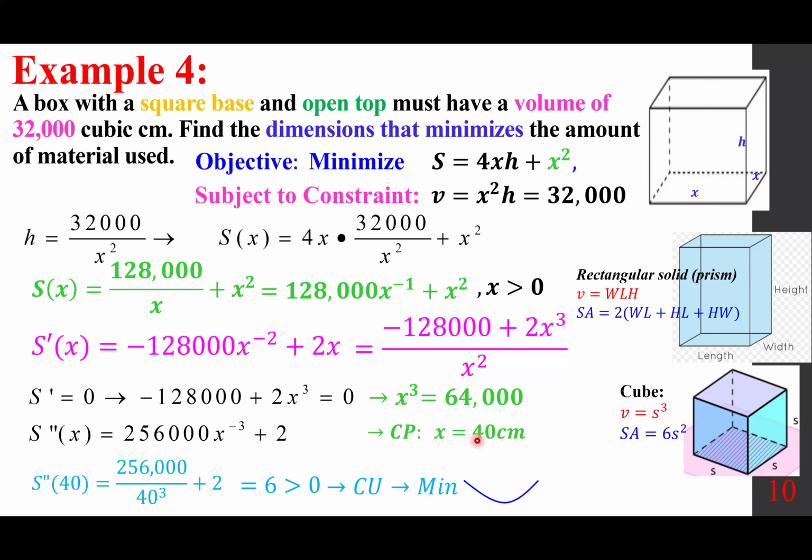Which means what? Which means we have to find the rest of them. And to do so, if x is 40 and we put it here, 40 squared is 1600, divide 32,000 by it, and it gives you h equals 20 centimeters, everybody.